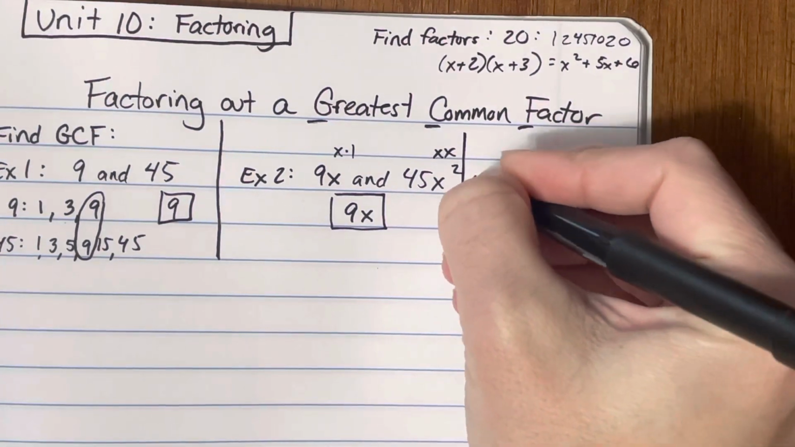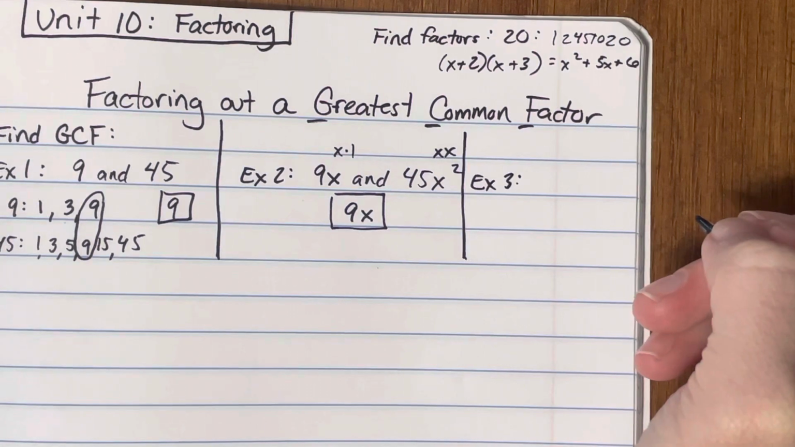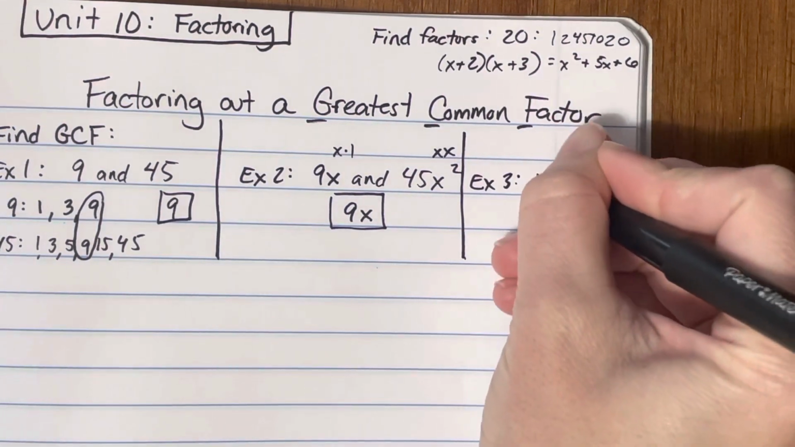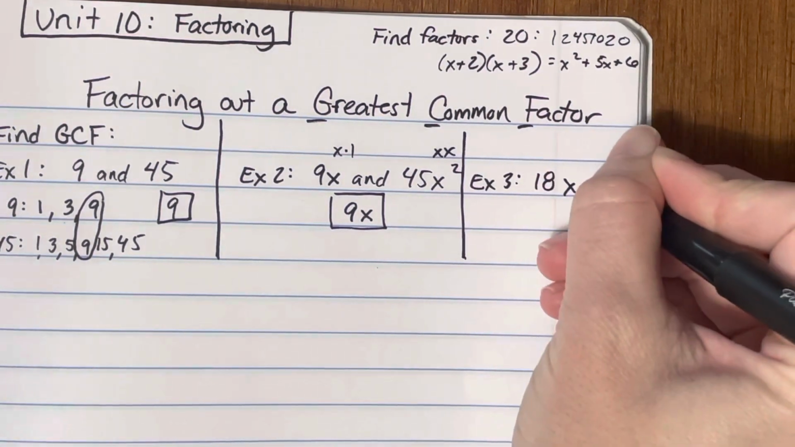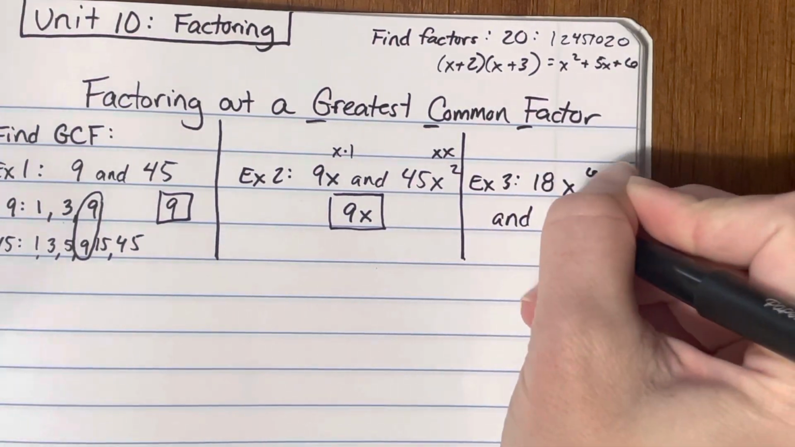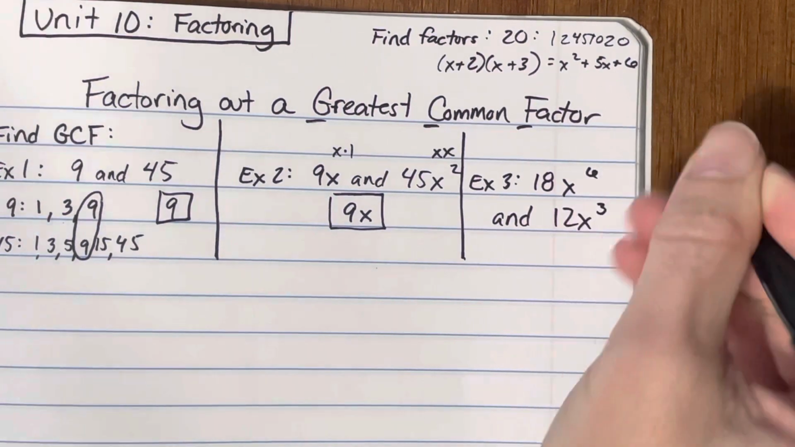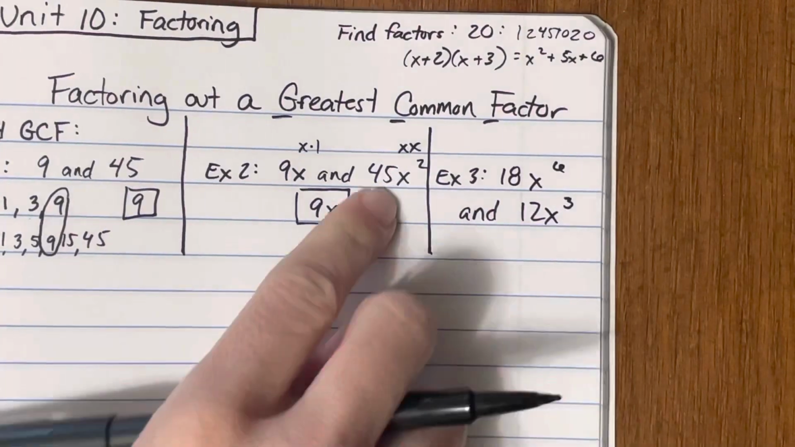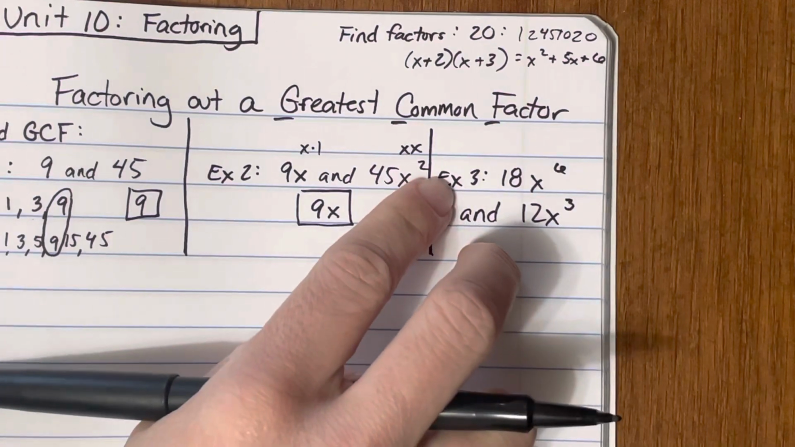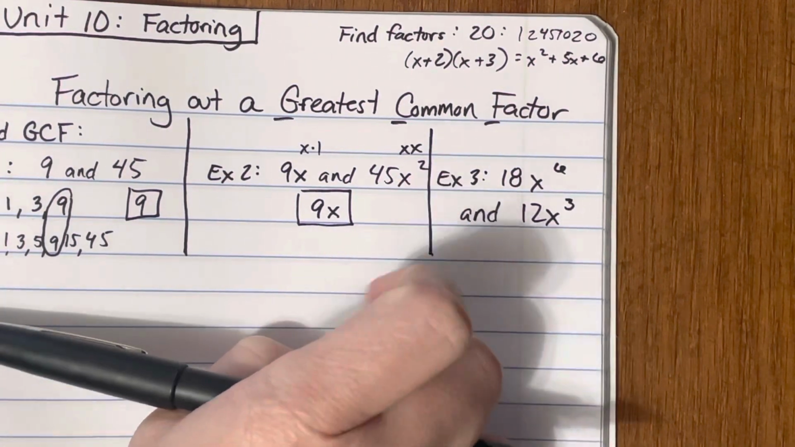All right, let's do one more example. So example number 3, let's find the greatest common factor between 18x to the 6th, and I'm going to write this below, and 12x to the 3rd. All right, so we're going to look at our numbers first. We're going to think, okay, what do 18 and 12 have in common that will multiply together to get them? That would be the greatest.